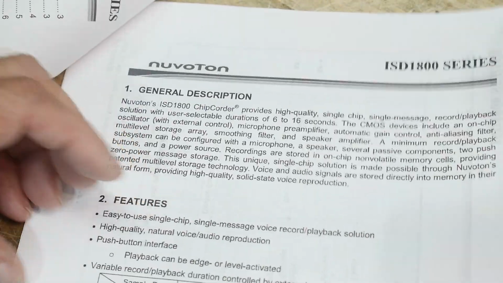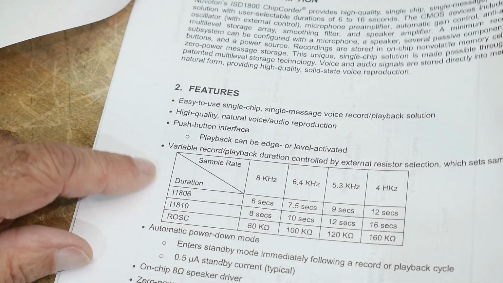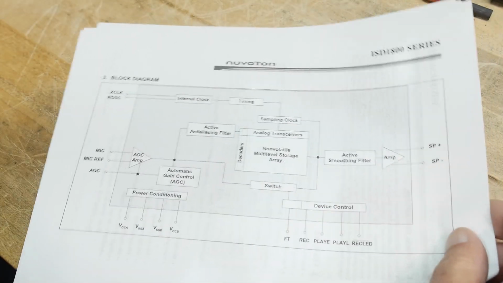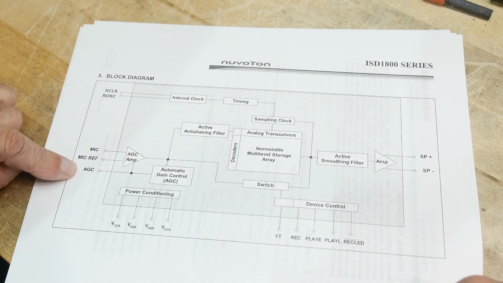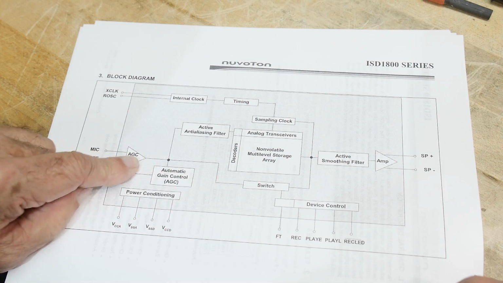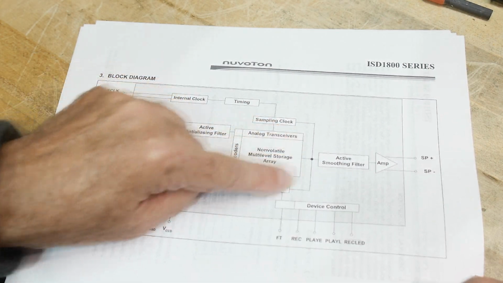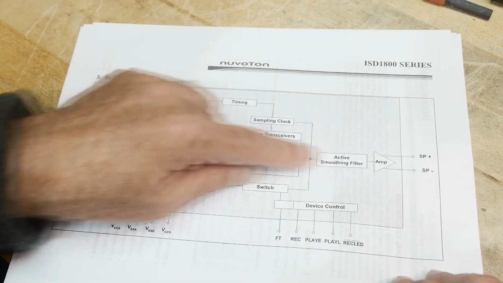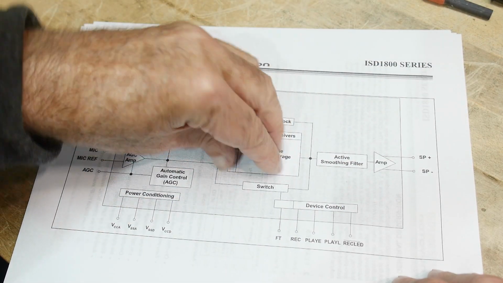Well, let's see here, 16... features. All right, so here's a block diagram. So microphone comes into an amplifier. There's an automatic gain control here. Goes into an anti-aliasing filter and gets stored. And then once it gets stored, you can save it, and then you can output it. And there's a smoothing filter and then an amplifier. So you can record it into memory, and then memory goes out.